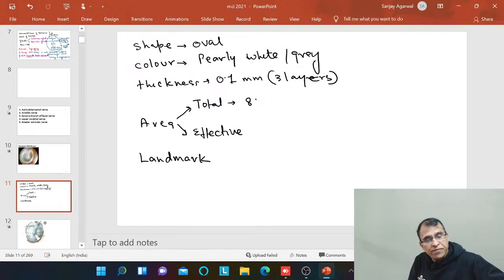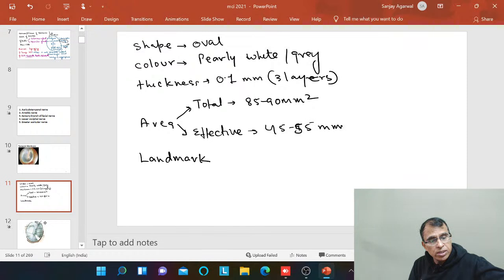Total area is 85 to 90 millimeter square. This is the whole tympanic membrane. If you calculate the area in adults, of course, it comes out to 85 to 90. But does the entire tympanic membrane vibrate? The answer is no. The part that vibrates is called effective area, because that is useful for hearing. And that effective area is 45 to 55 millimeter square, little more than half. But can you think that nearly half of the tympanic membrane is useless?